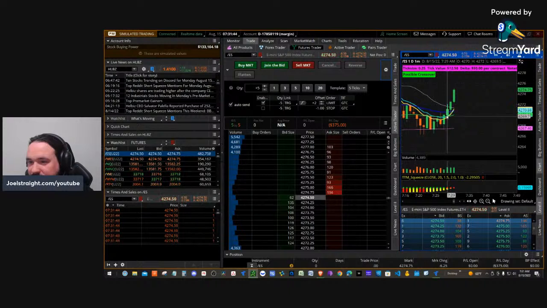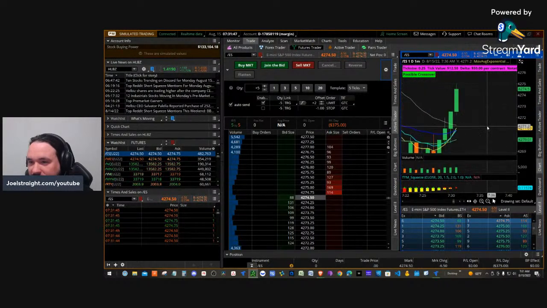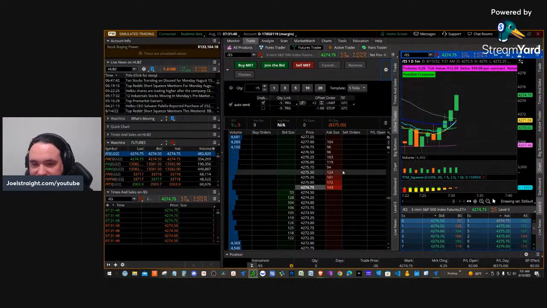Ah, man, I took this trade. I was waiting for this rip to happen, and it just didn't happen. I cut it because it just got too low. Let's see.